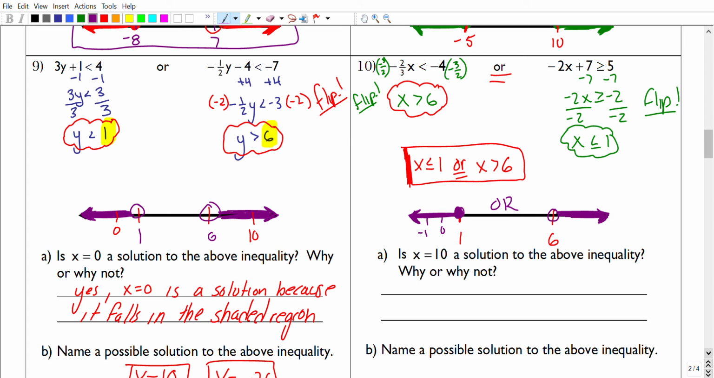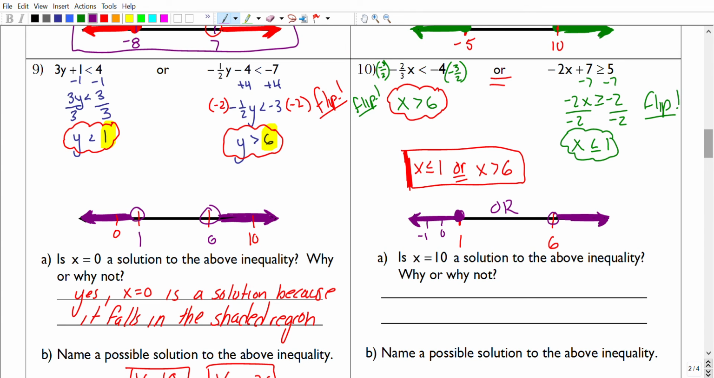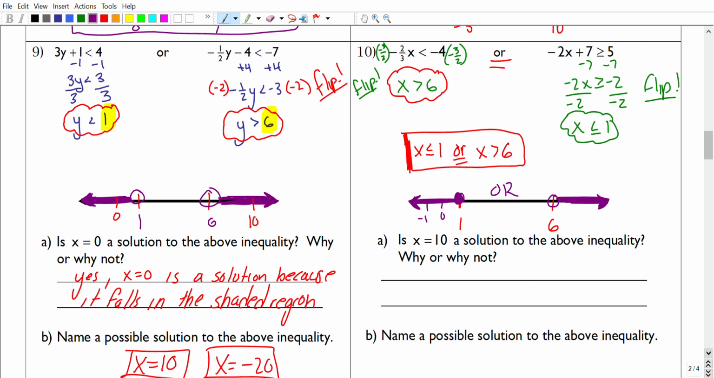But anyways, let's go ahead and continue on with part A of problem number 10. So it says, is x equal 10 a solution to the above inequality? Well, think about it, guys. Where would 10 be in this number line? Well, the number 10 would be somewhere over here, right? We'd have like 7, 8, 9, 10. Is that in the shaded region? Yes. So we would say yes. X equals 10 is in the shaded region. So it is a solution.